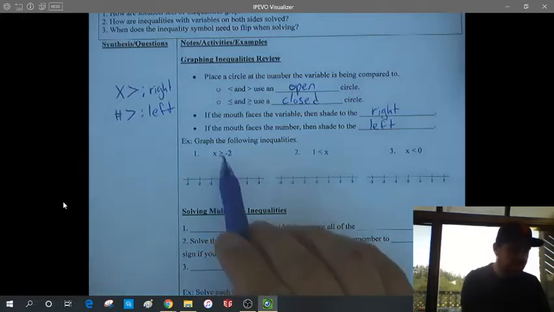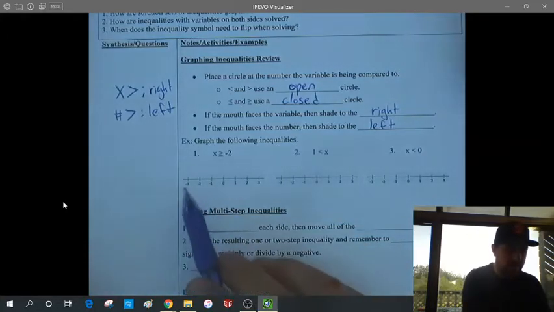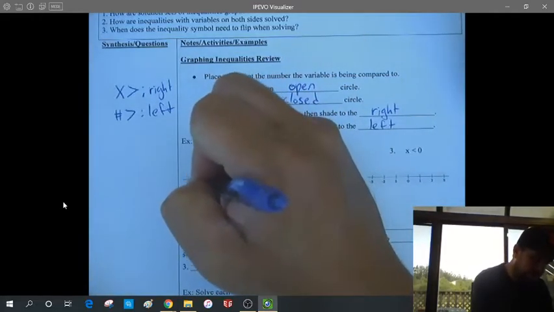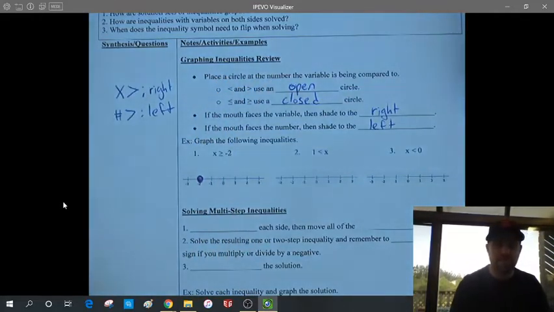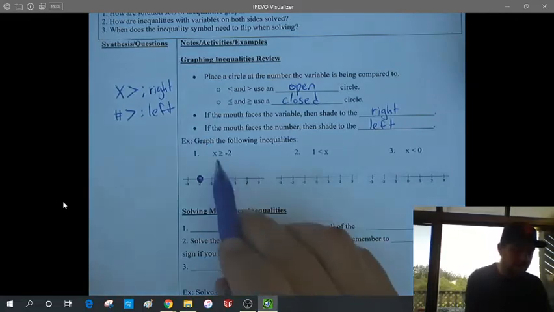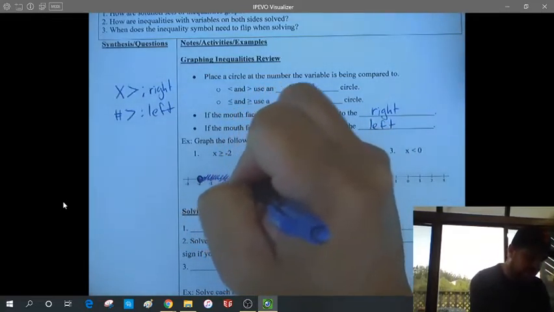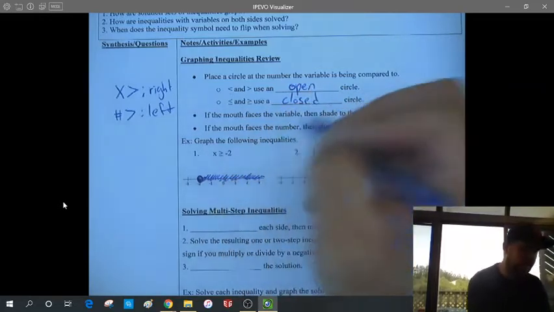So we have x is greater than or equal to -2 first, so I find -2 on the number line. In this case it's going to be a closed circle because of the or equal to, so I make my closed circle. And then the mouth is facing towards the variable, which means that the numbers that we want to compare to -2 are all the numbers that are greater than or equal to it. So that means that my shading for this one is going to happen out to the right.